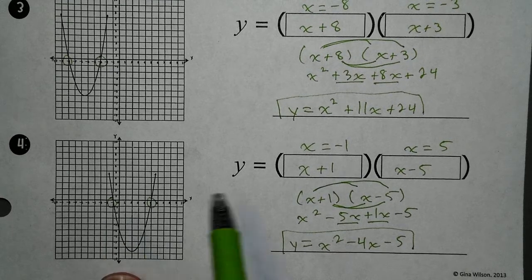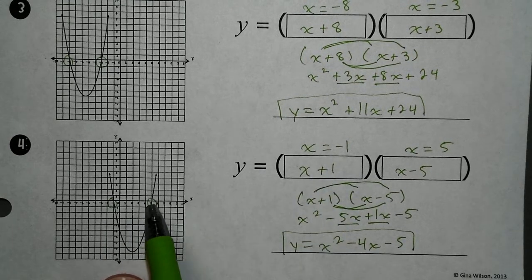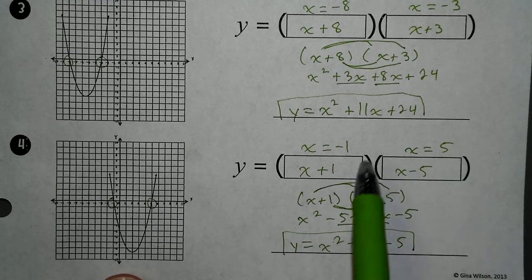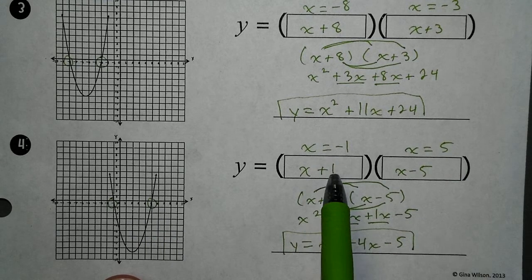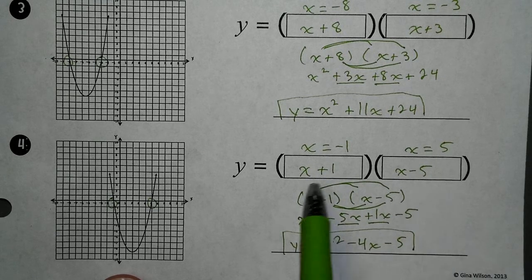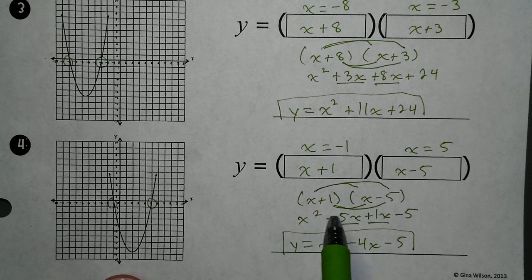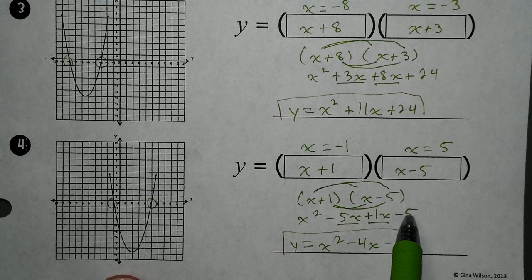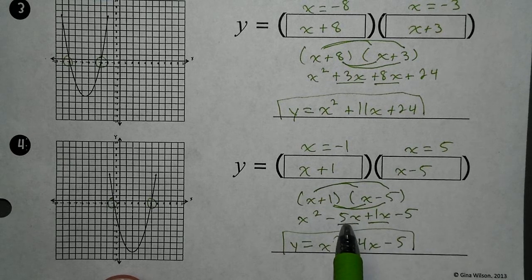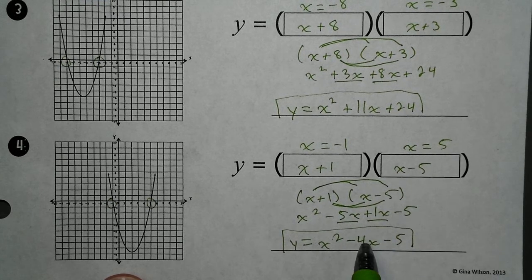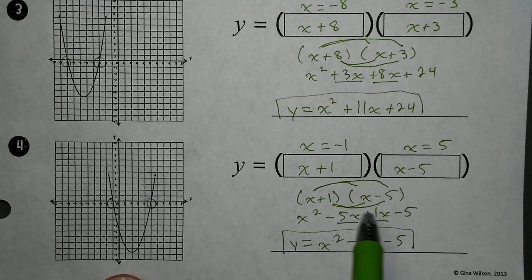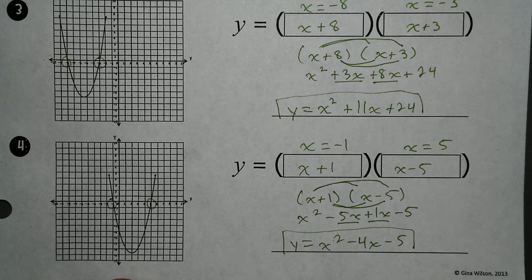Crossed here at negative 1, so x equals negative 1. Crossed here at positive 5, x equals positive 5. So this factor was x plus 1, this one was x minus 5. When we multiply it out, I got x squared minus 5x plus 1x minus 5. Combining like terms, negative 5 plus 1 is negative 4. And then just bring everything down.